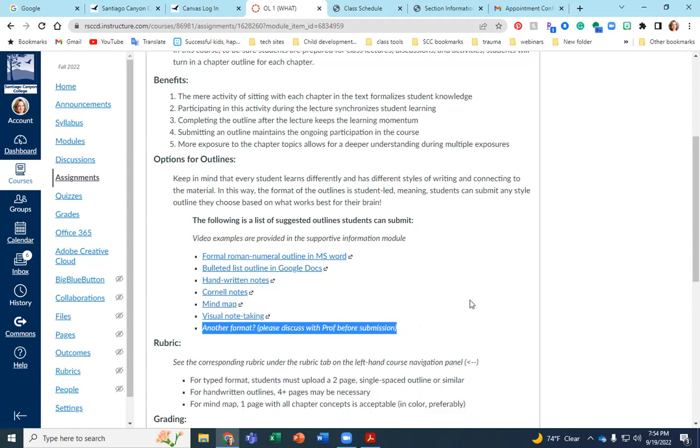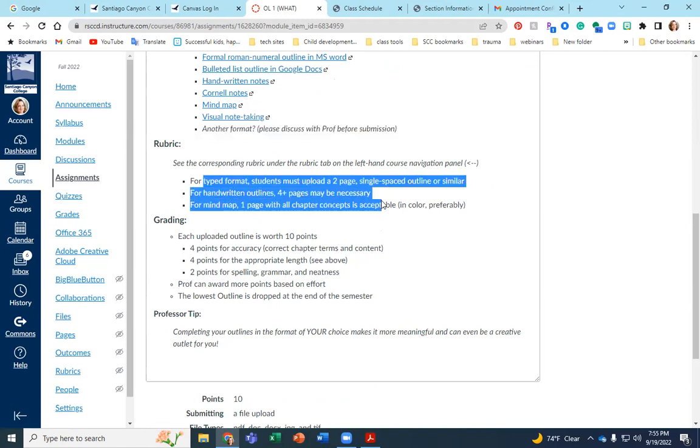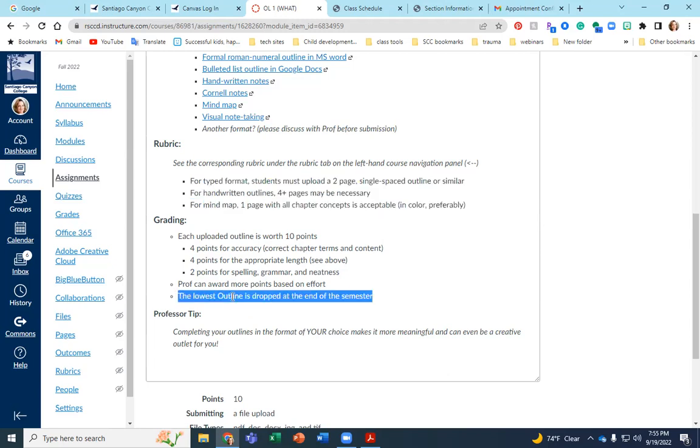I'm good with that. The rubric basically says it's 10 points, 4 points for accuracy. Give me the correct stuff. Every once in a while somebody will upload their anthropology notes. I'm like, wrong class, it's fine. 4 points for the appropriate length. Again, typed 2 pages, handwritten 4 pages, mind map at least 1 in color. And again, I also drop the lowest outline at the end of the semester.